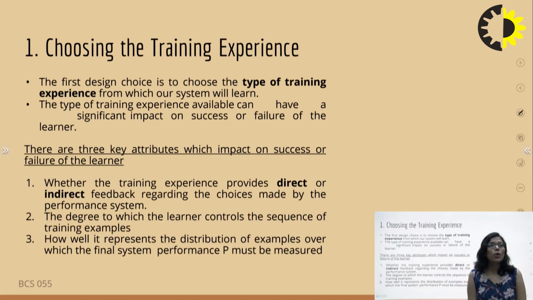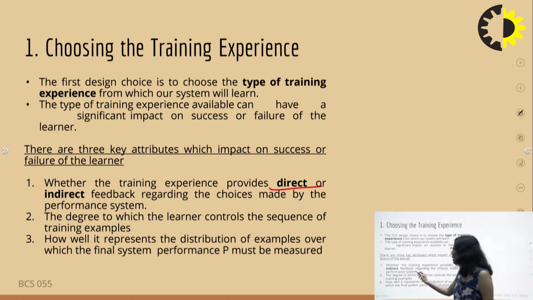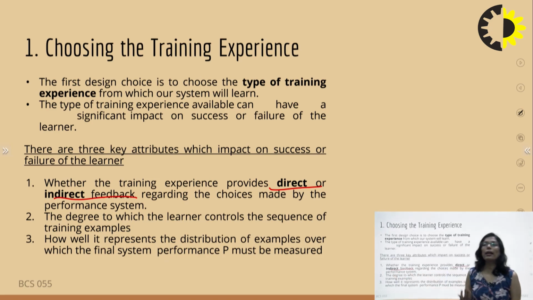Now when we talk about training experience, it is very important because it has a significant impact on the success and the failure of the learner. So in this we have 3 major attributes. First is whether the training experience provides direct or indirect feedback. That is, whatever data we are feeding to the system, is it giving me direct feedback or indirect feedback? Second is the degree to which the learner controls the sequence of these training examples.